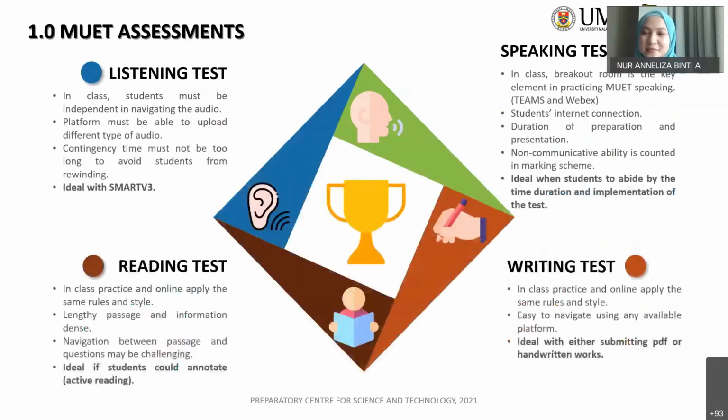The first one is the MOET assessment. So for listening tests, in class, they have to be independent in navigating the audio. So what happens is they will scan the QR code, and then they will listen to the audio, and then they have to answer the questions. Then they will come to me for the answers, for the discussion, and also for the MOET requirement, the English requirement of it. Okay? But in real life, it does not happen that way. Students do not have the authority to navigate the audio. So there are certain things that you want to avoid, like them rewinding the audio too much.